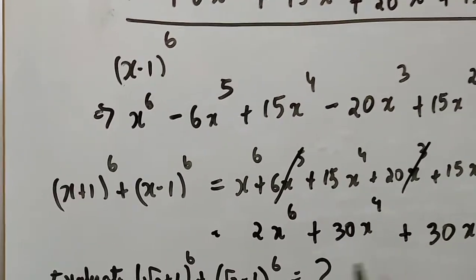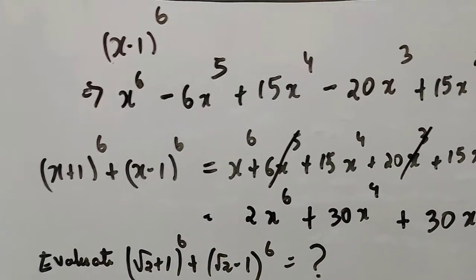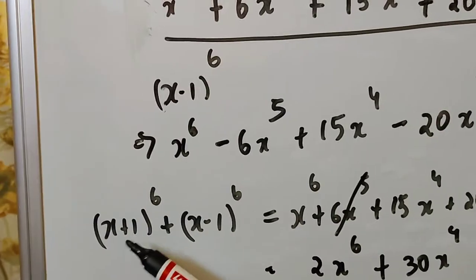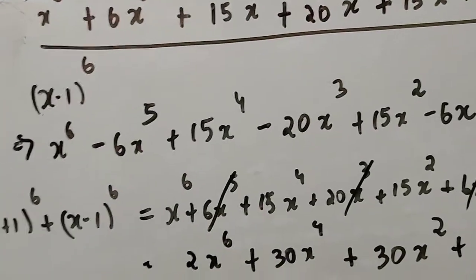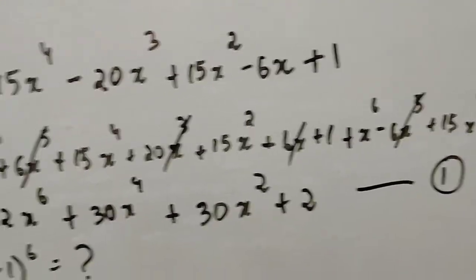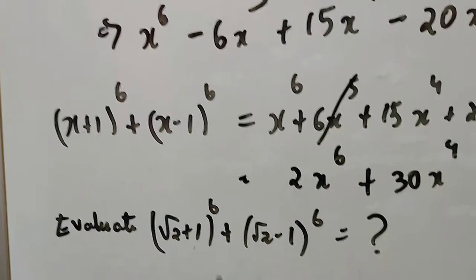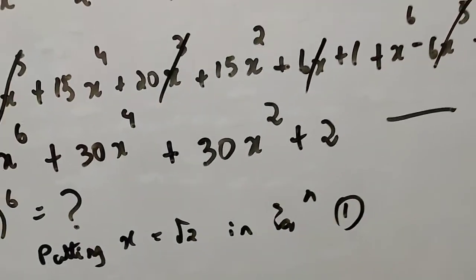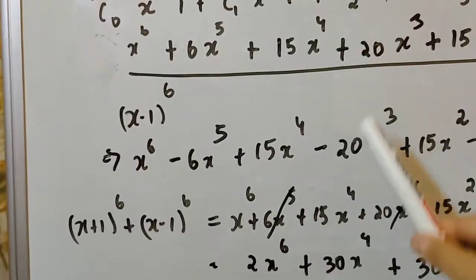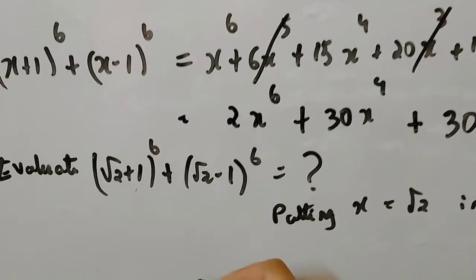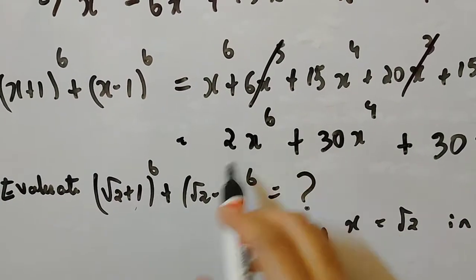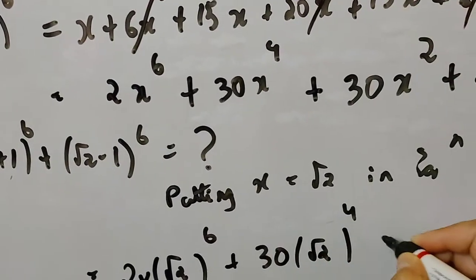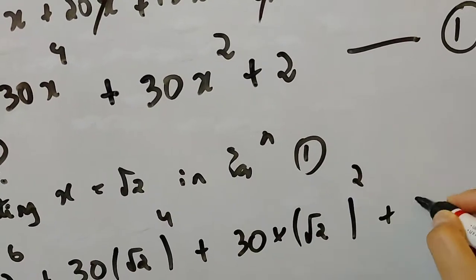Now, after finding this, my next question is evaluate root 2 plus 1 to the power 6 plus root 2 minus 1 to the power 6. Now no need to evaluate like this. You see here the pattern is exactly the same as this one. Now what we will do, this above equation, say you put equation 1. Now in place of x it is root 2. So putting x equal to root 2 in equation 1, you can straightly get your answer, because if you evaluate you're going to get the same pattern only. No need to waste your time. So this is your equation. Only x I will put root 2. 2 into root 2 to the power 6 plus 30 root 2 to the power 4 plus 30 root 2 to the power 2 plus 2.